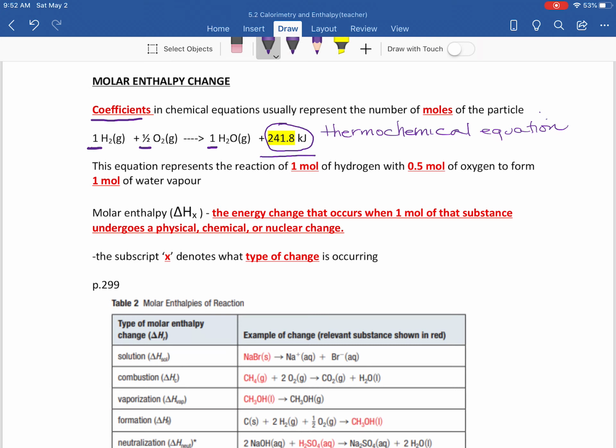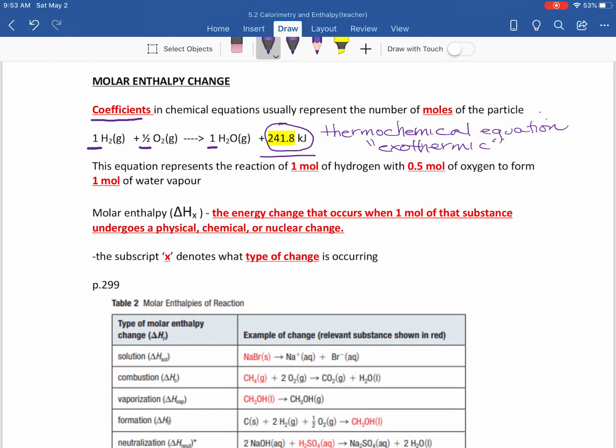The other thing you need to realize is that the fact that this energy term is a product means energy was made with the chemical reaction and it was released. So we can call this an exothermic reaction, because my energy term is in the product. If it was in the reactant side, it would be an endothermic reaction because you need the energy to have reactants be converted to products.